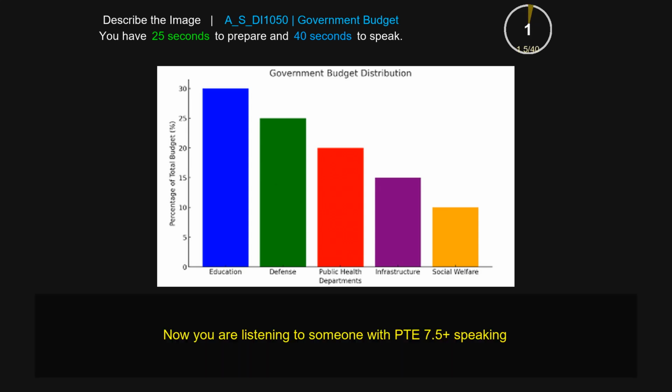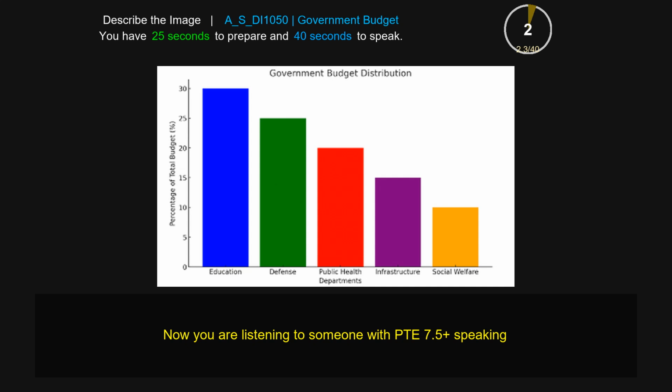This picture gives information about government budget distribution. In the picture, the biggest one is education, which is about 30%, and the smallest one is social welfare, which is about 10%. In the picture, there are minimum and maximum 15 and 20%. In conclusion, this picture gives information about government budget distribution.